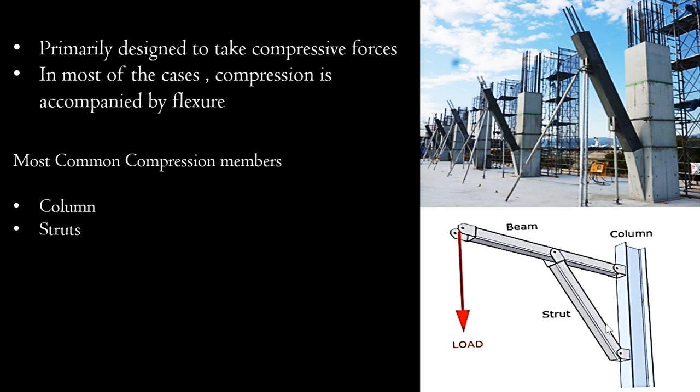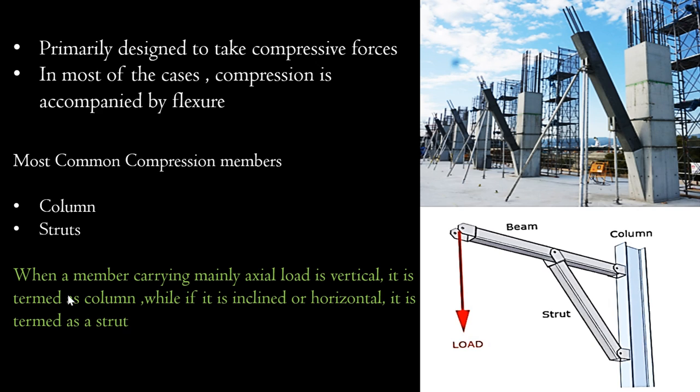So you can see the schematic representation. This is actually a steel structure. You can see the column here, the horizontal member, that is a beam, and this is the inclined member that is taking compression, that is the strut. Here the load is being applied. So this member and this column will be under compression due to the load acting here. So I can conclude, when a member carrying mainly axial load is vertical, it is termed a column, while if it is inclined or horizontal, it is termed a strut. That is the basic difference between a column and a strut.